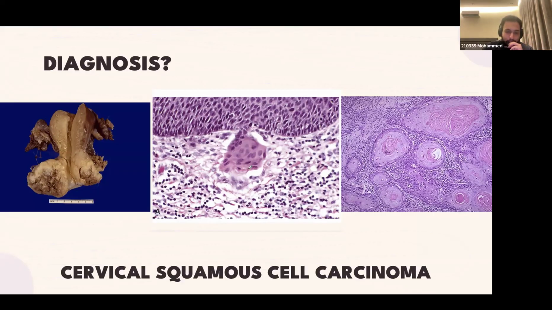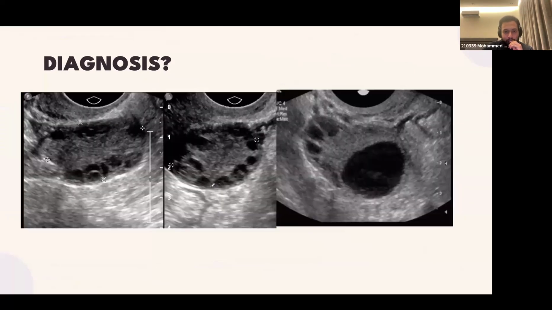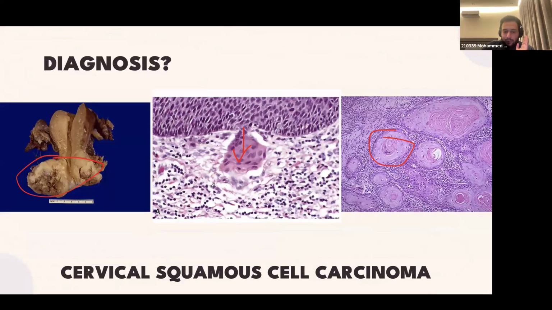So this is cervical squamous cell carcinoma, because you can see all the keratin pearls, and this is showing invasion into the basement membrane, okay? And this is the mass itself in the cervix, okay? We're basically done with the cervix.